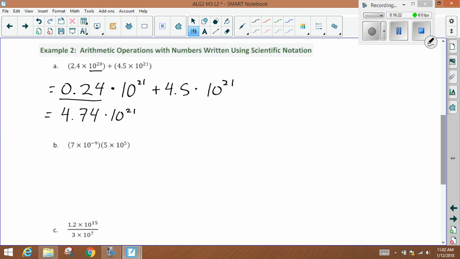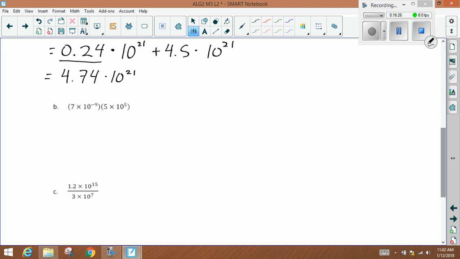All right, with these, we are multiplying, right? There's no addition sign. We are multiplying. A lot of people make mistakes when they're doing these, and the mistake that they make is that they wind up trying to add. We're multiplying. So I can rewrite this as all multiplication as 7 times 5 times 10 to the negative 9 times 10 to the 5th, right?